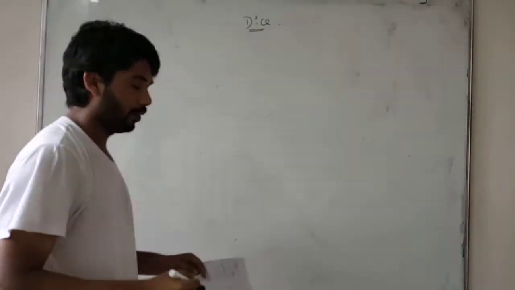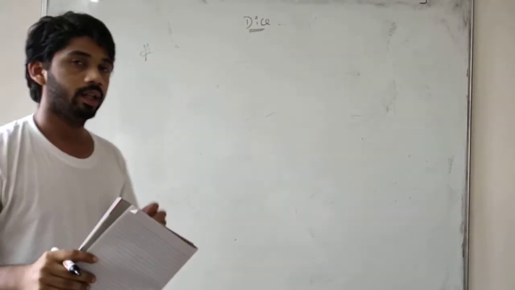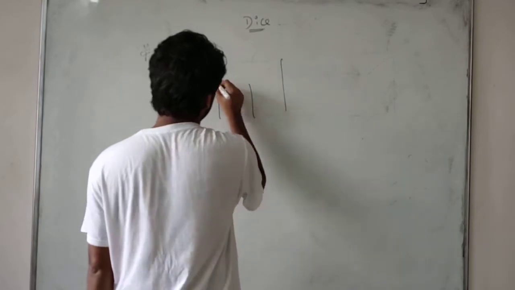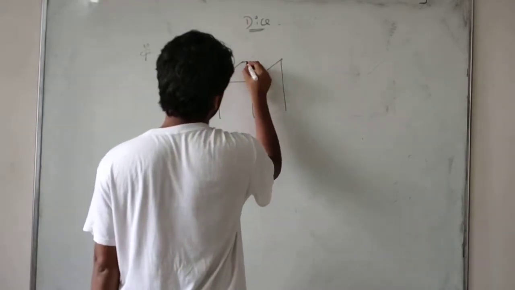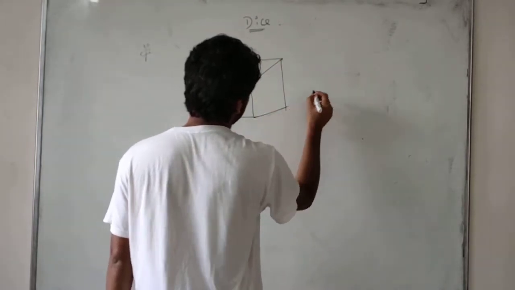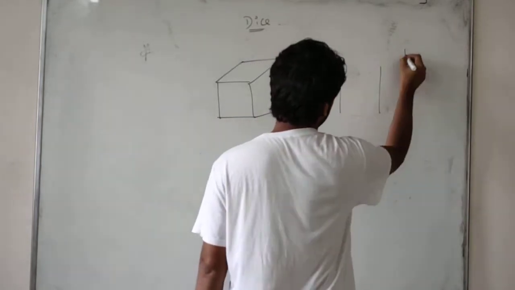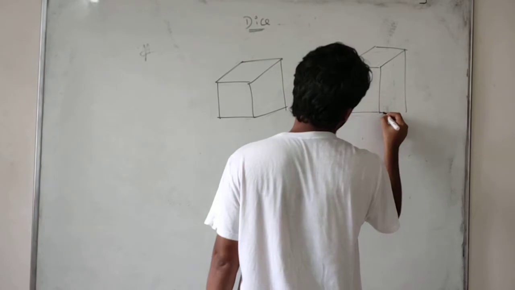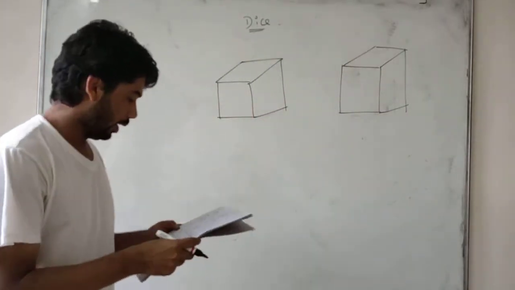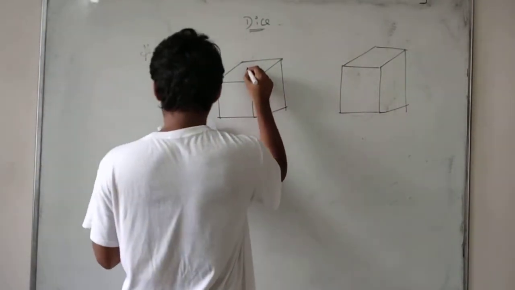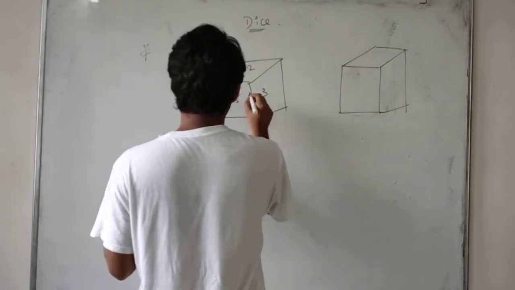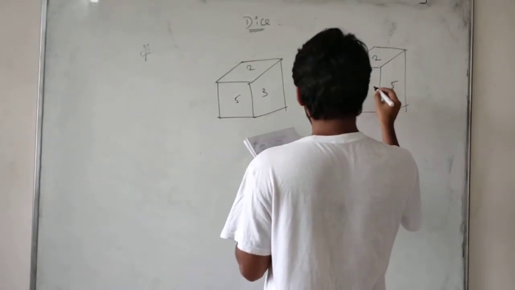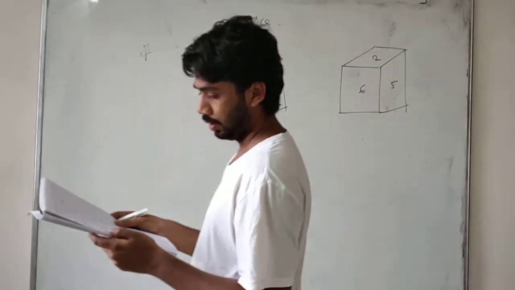So students, next one, two common variables. I take two dice. In this one I will be taking the numbers 2, 3, 5 on one die, and 2, 5, 6 on the other.